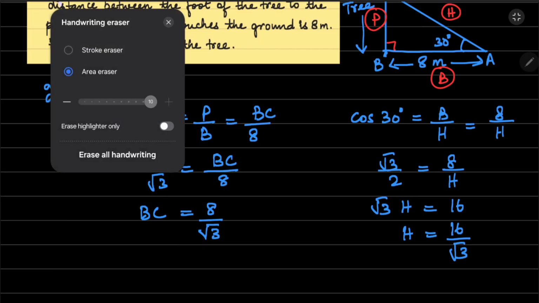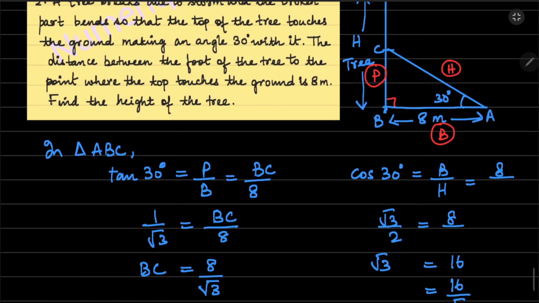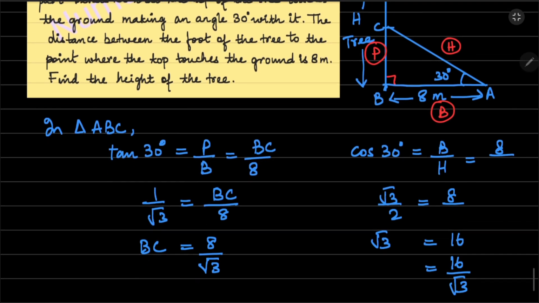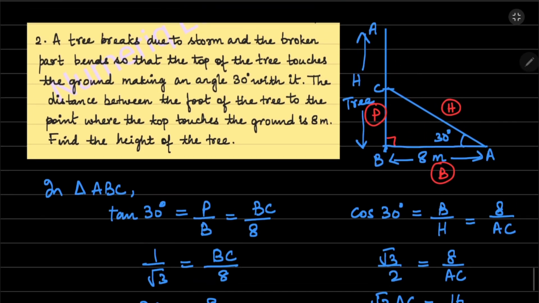In order for you to understand, let me replace this H, which is your hypotenuse, with AC. So AC is equal to 16 by root 3. Now you know AC, you know BC.